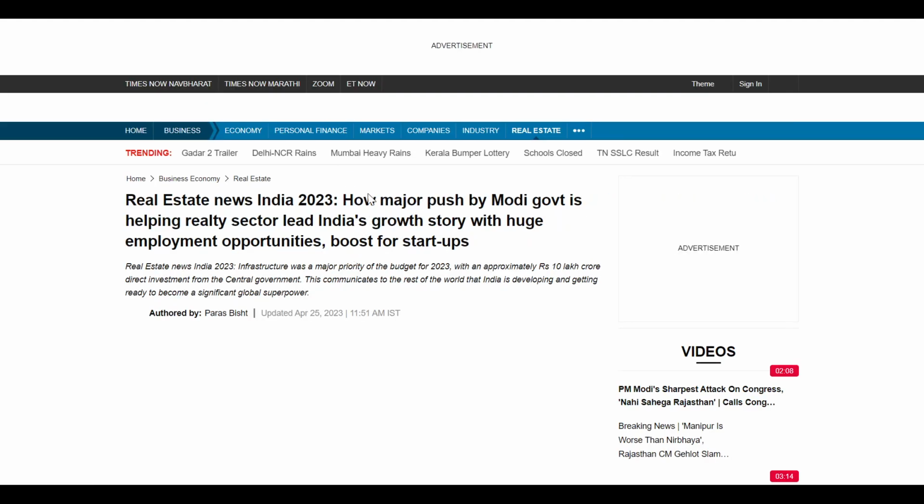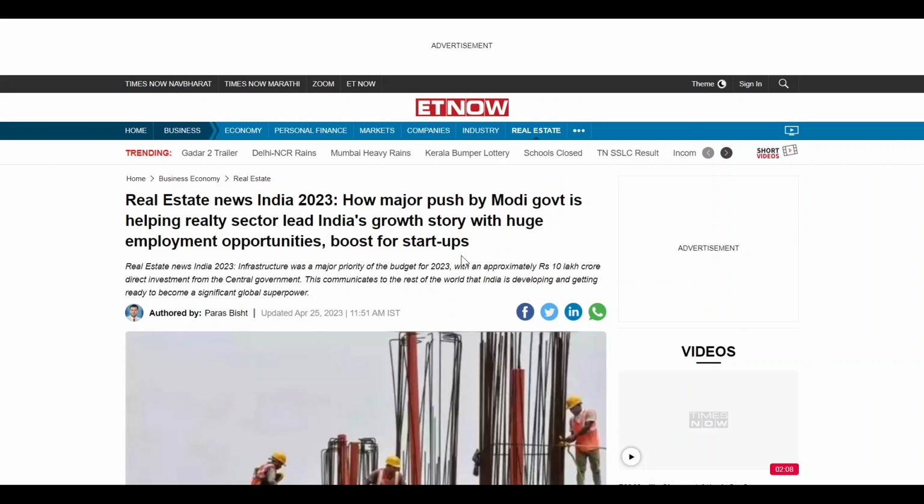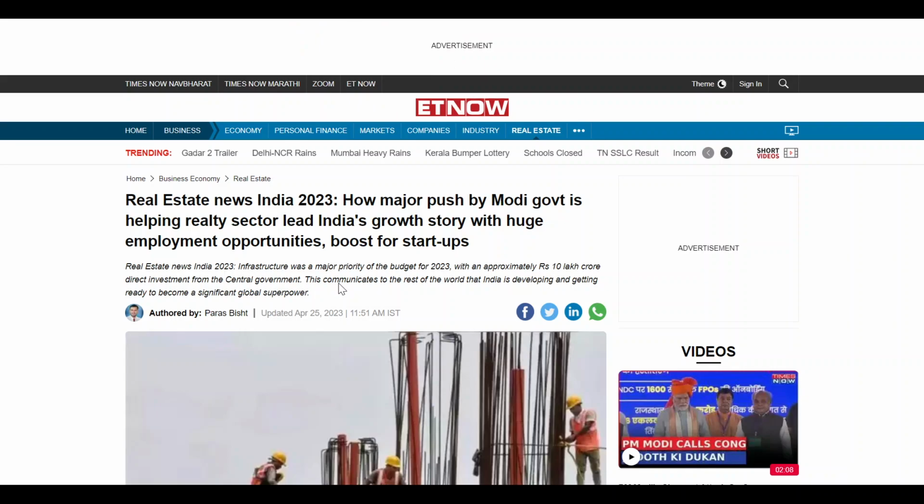You can see here how the major push by the Modi government is helping the realty sector to grow, leading India's growth with huge employment opportunity and a boost for startups. So there's a lot of new regulation based on RERA coming in. I think there is a whole new revival happening in the realty sector, and that's why the companies which were absolutely not doing ethical business are down and out of the business.